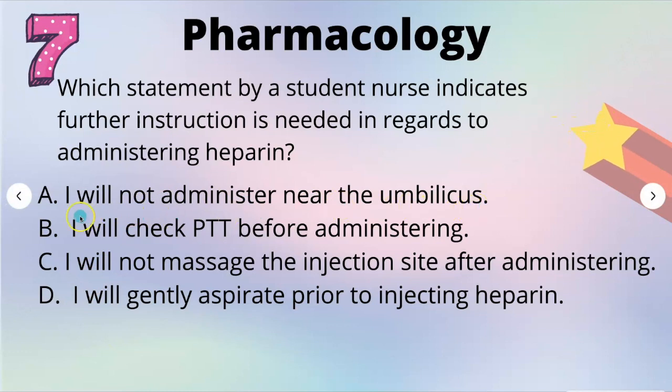So correct, you do not want to administer this near the umbilicus, right? You do need to check the PTT before administering. You should not massage the injection site. Should you aspirate? This is a subcutaneous injection, so no, you should not aspirate. And in fact, new studies are coming out that are indicating you don't even really need to aspirate for an intramuscular injection. But that is not part of this question, so I'm not going to get into it. But no, you would not aspirate prior to injecting heparin.